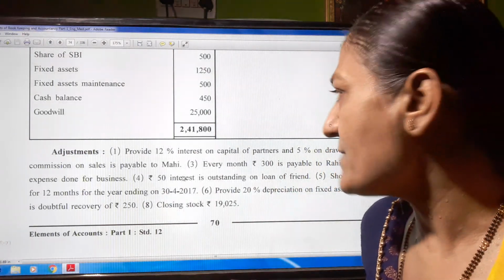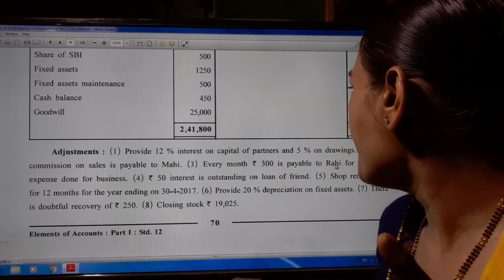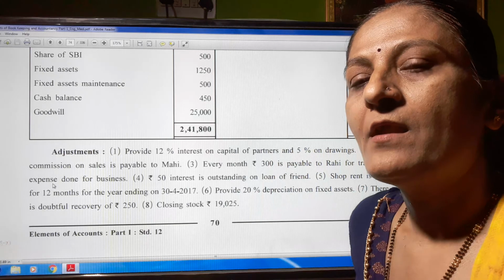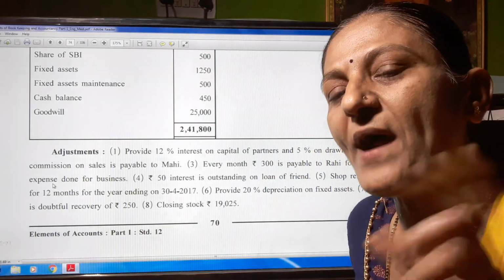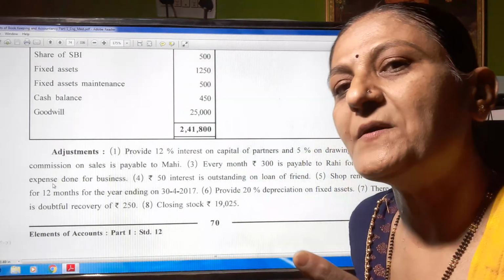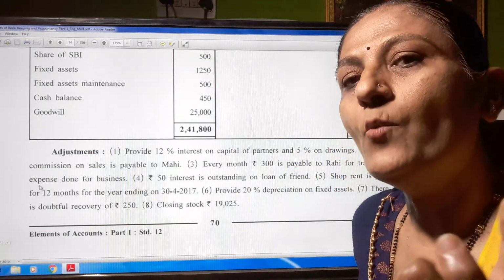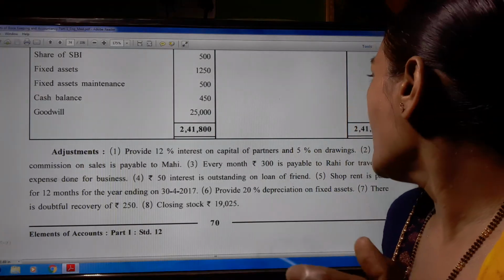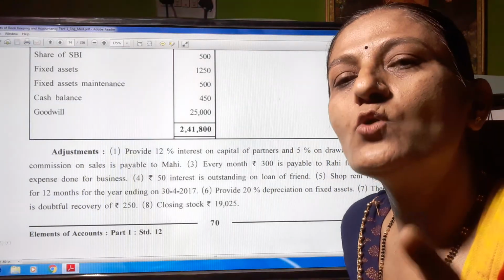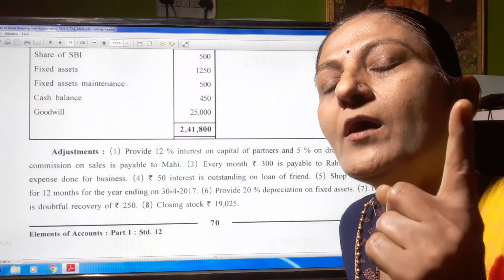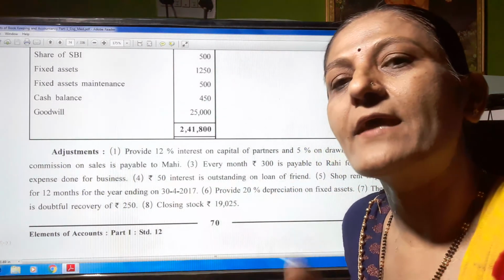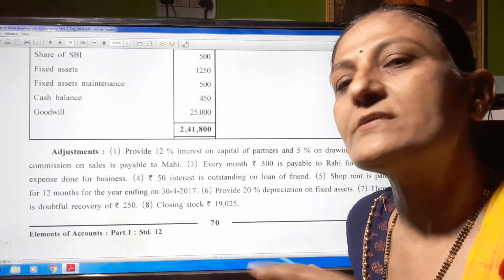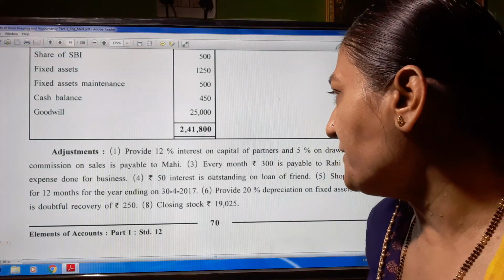Now third adjustment, every month rupees 300 is payable to Rahi for traveling expense done for business. Now Rahi is the partner, and for business purposes he travels, and so rupees 300 is payable to Rahi every month. So we know that in one year there are 12 months. So 12 into 300, the total amount is 3,600. Now rupees 50 interest is outstanding.